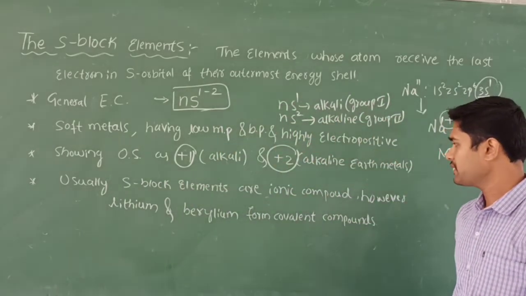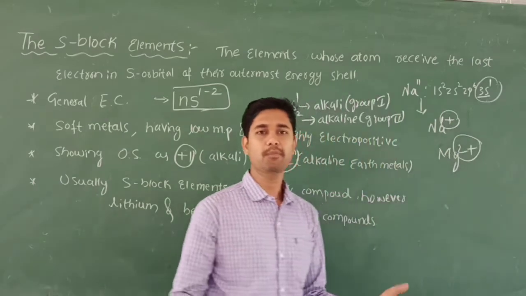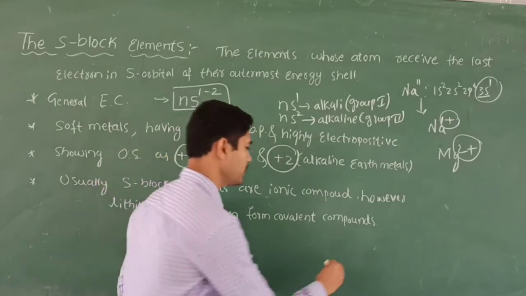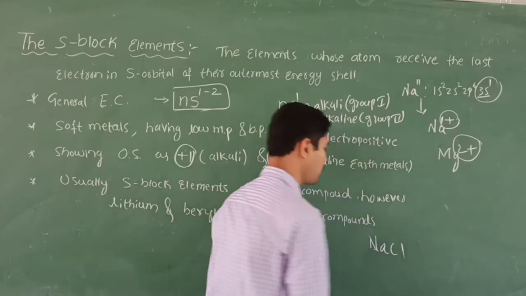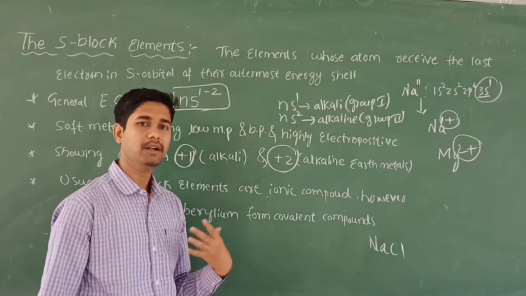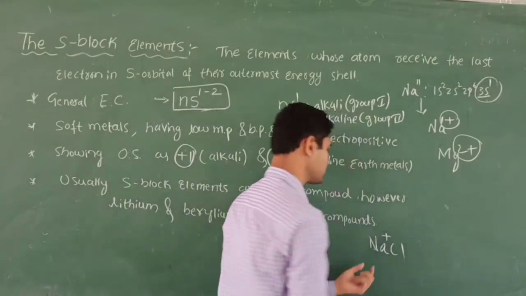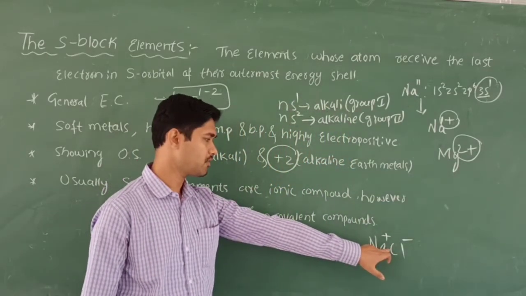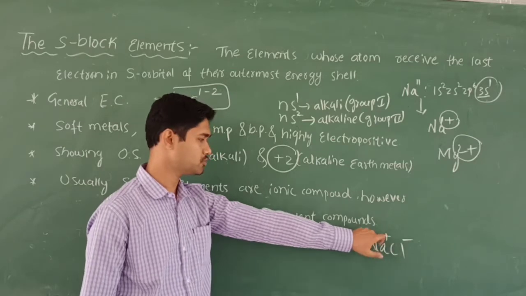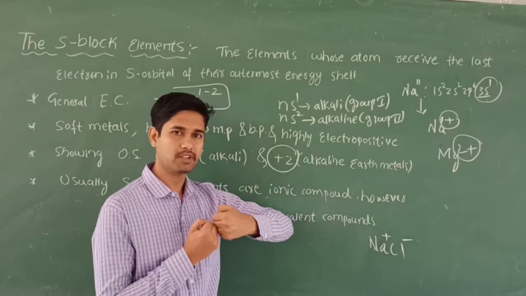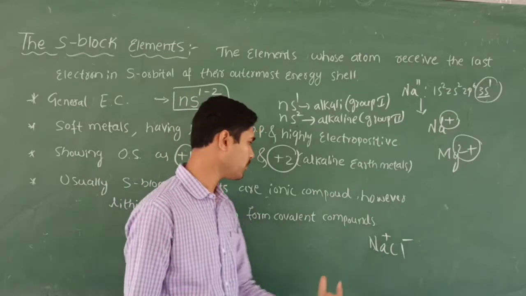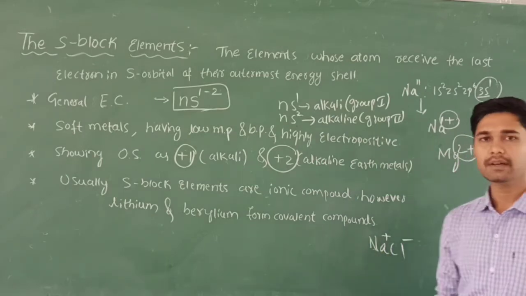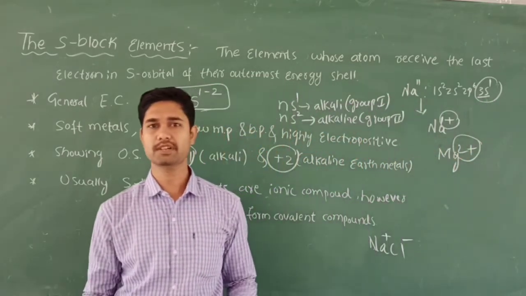And usually S block elements form ionic compounds. Ionic compounds means the compounds which are formed by ions. I am going to give the regular example of NaCl, right? How does this salt form? Because of the attraction of ions, Na+ and Cl-. We mention the charges, right? This is the electrostatic force of attraction between the positive charge and negative charge. The bond becomes very strong, so we call it the ionic bond. However, lithium and beryllium form covalent compounds. Covalent means mutual sharing takes place.